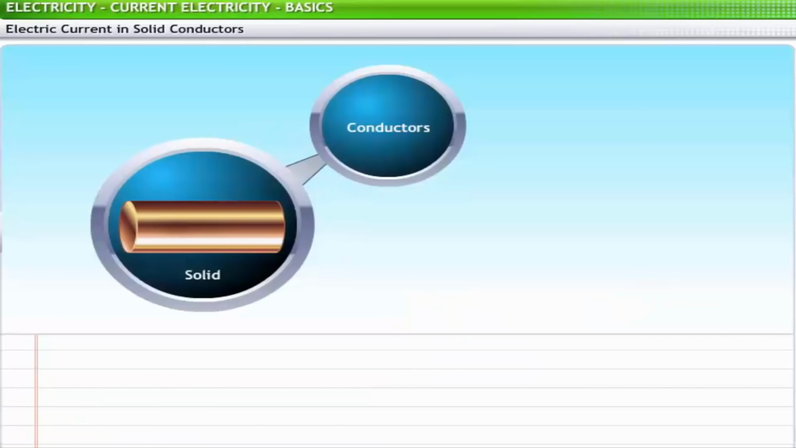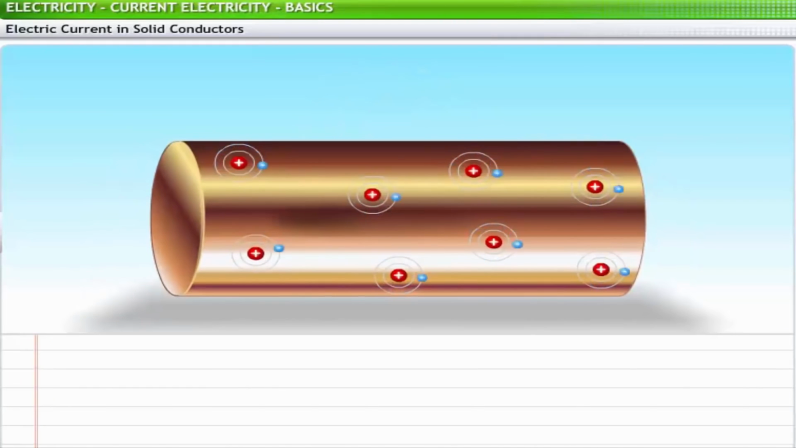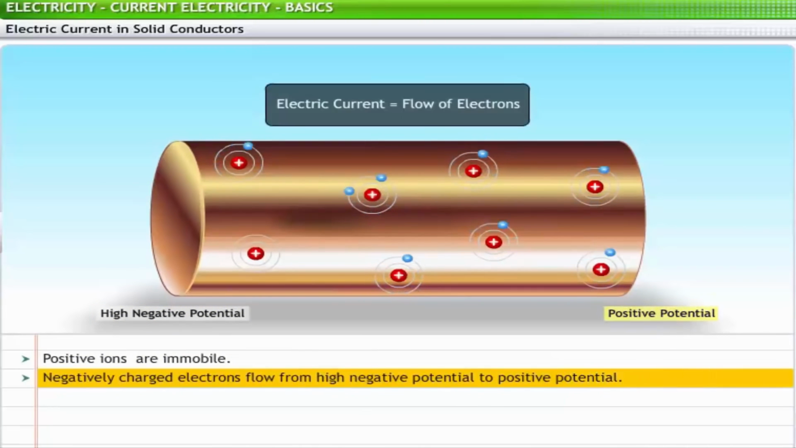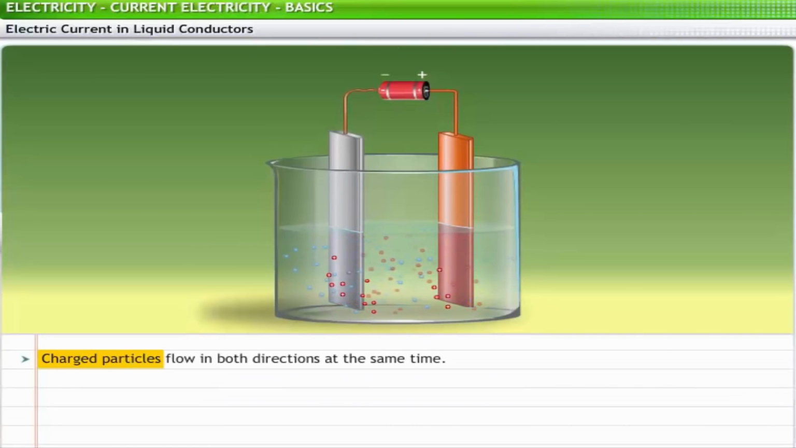Conductors can be in solid as well as liquid states. In solid conductors, positive ions are immobile and only the negatively charged electrons flow from high negative potential to positive potential. This flow of electrons is known as electric current. In liquid conductors, the current is caused by the flow of charged particles in both directions at the same time.